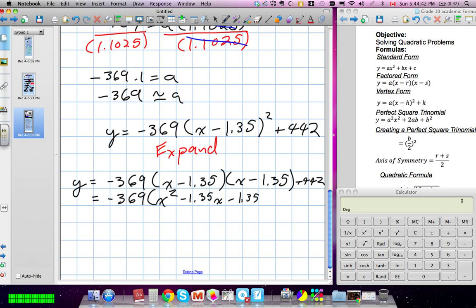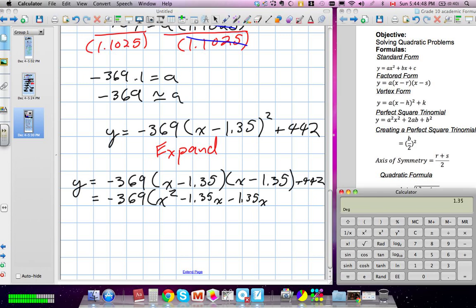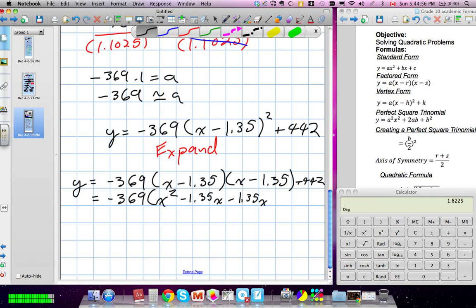Now, we're going to have to figure out what negative 1.35 times itself is. Okay, so 1.35 negative squared is times itself. 1.8224. Run out of room here. Plus 442. So I just kind of squeezed that in there. Okay. Let's start off equating our terms. 369 x squared. This is going to become minus 2.7x.